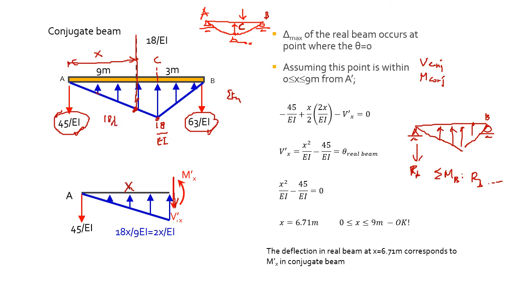So 18 over EI divided by the total length, which is 9 meters from A, and then multiply by the length that you are talking about, which is X. So the height here you will get as 2X divided by EI. So that's how much the length is here. They are basically the ratio of triangles.